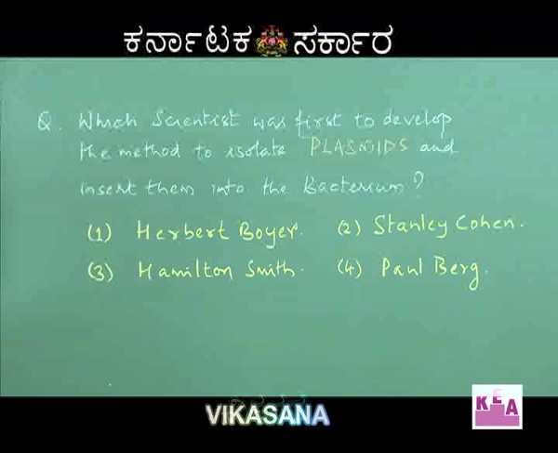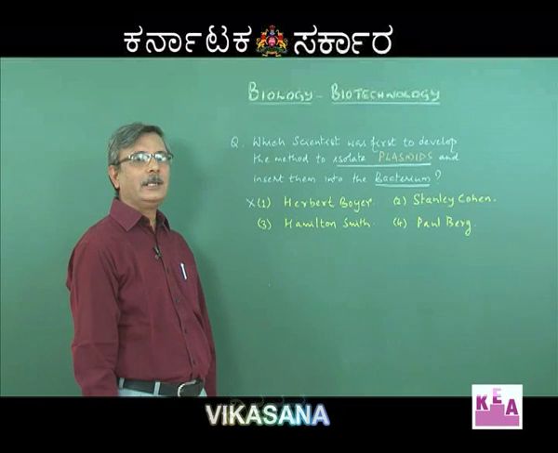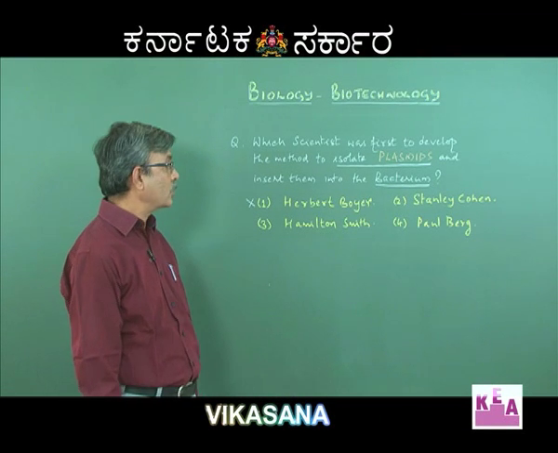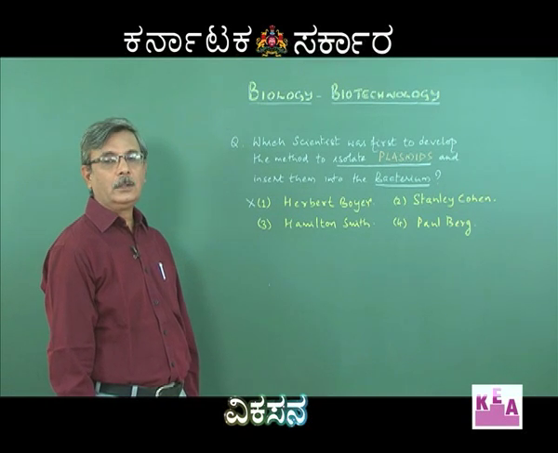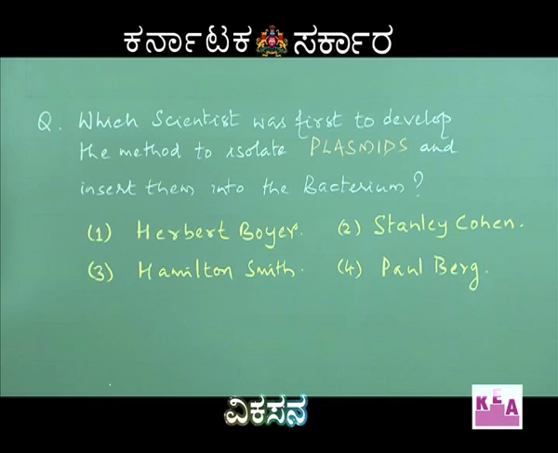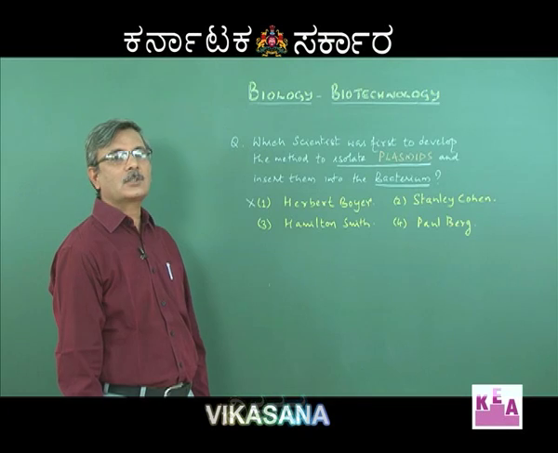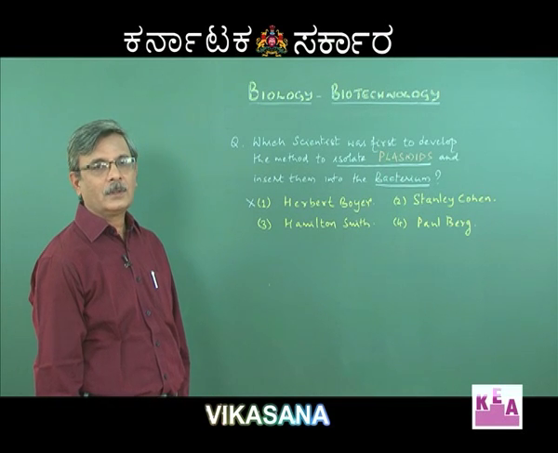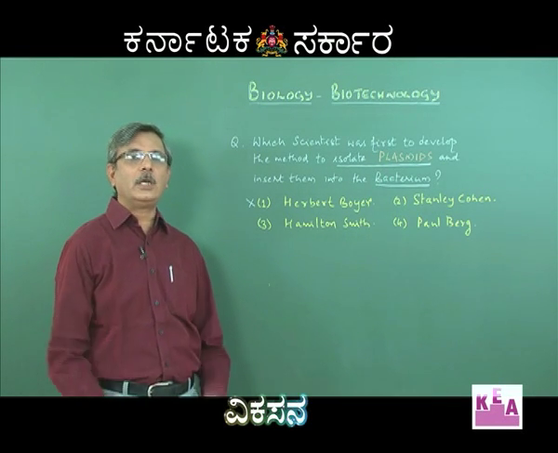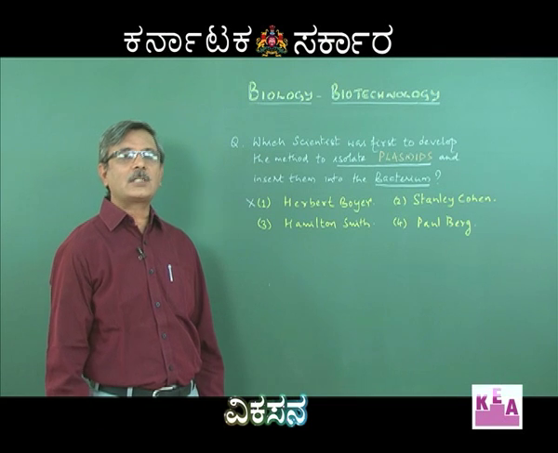Stanley Cohen. Stanley Cohen was the first to develop the technique to take the plasmid out of the bacteria and put it back into the bacterium. Of course, Stanley Cohen later collaborated with Herbert Boyer and the two of them got a recombinant DNA. First, they successfully put the recombinant DNA into a bacterial cell.